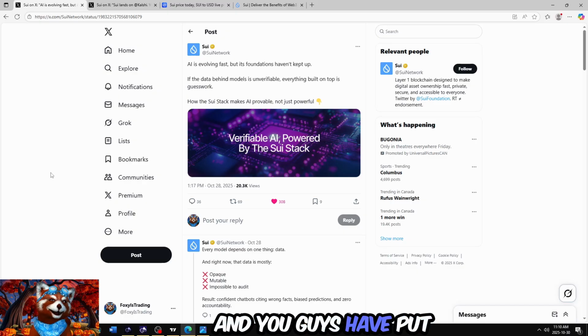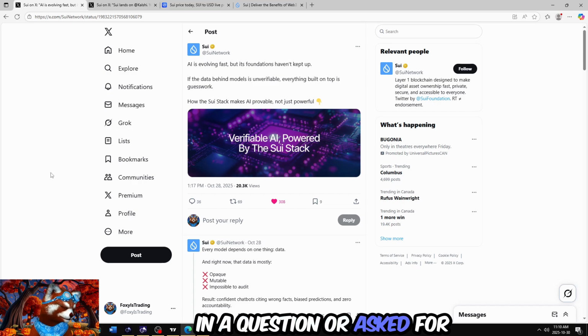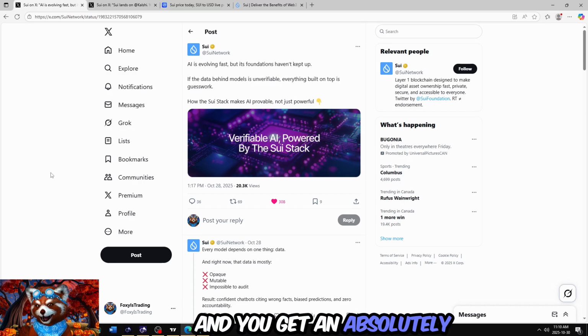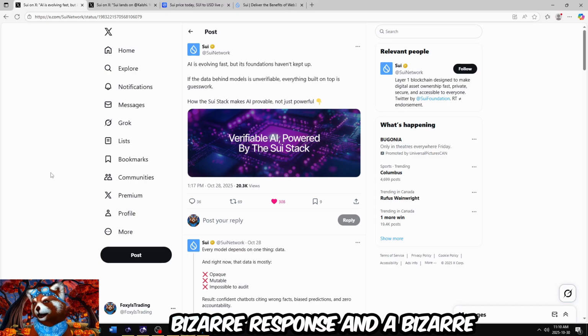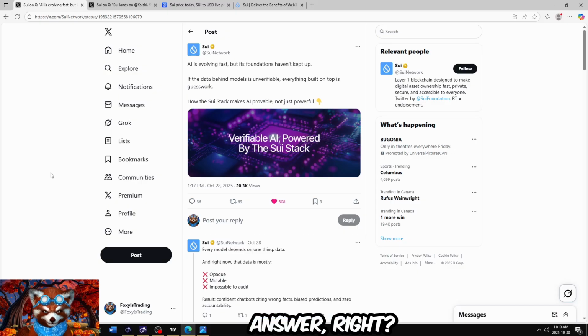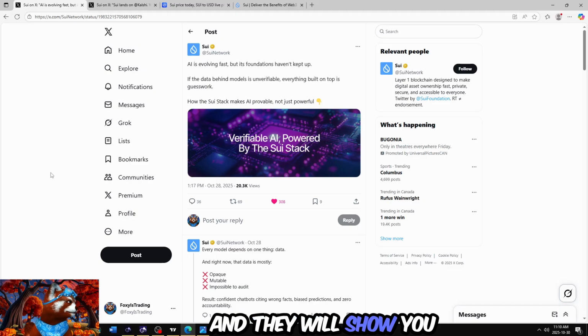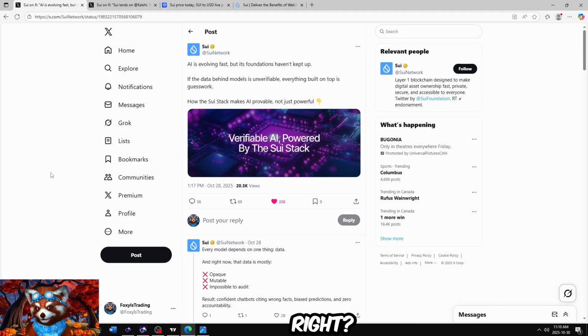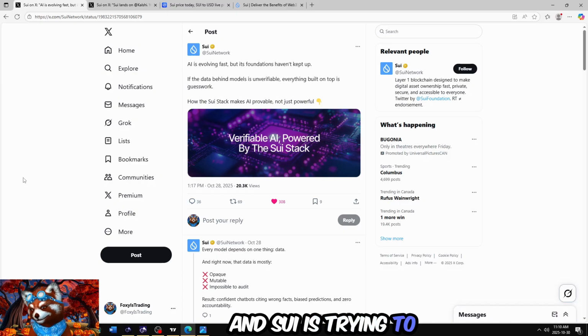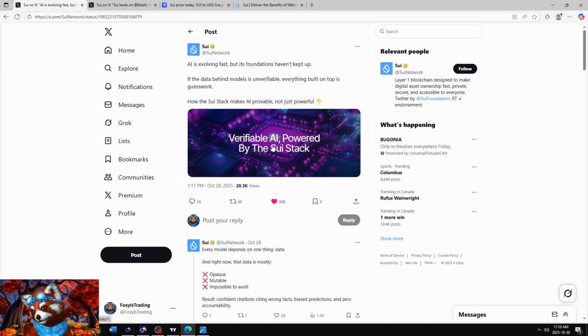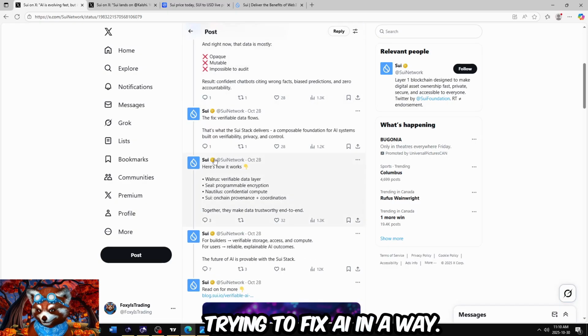We have all used AI, right? You put in a question or ask for an image generation, and you get an absolutely bizarre response and a bizarre answer. You'll say, can you generate me a soccer ball in a field? And they will show you a picture of a dog, right? And Sui is trying to fix that. So the Sui Stack is trying to fix AI in a way.